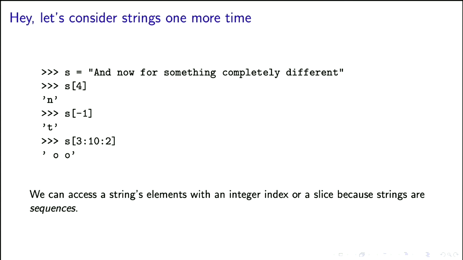So the fact that we can do this with the string tells us that the string is a sequence. And it's not surprising that sequences and iterables go together, in the sense that if your object is a sequence, then it's definitely also iterable. Logically speaking, it's a natural consequence of being a sequence that you're an iterable.